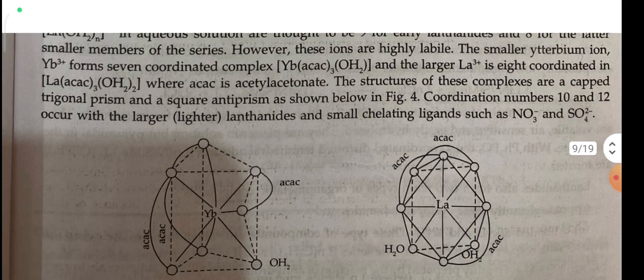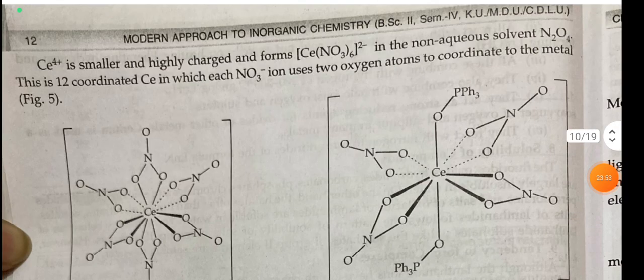Coordination numbers 10 and 12 occur with large lighter lanthanides and small chelating ligands such as NO3 negative and SO4 2 negative. Cerium 4 positive is smaller and highly charged and forms Ce(NO3)6 2 negative in the non-aqueous solvent N2O4. This is 12 coordinated cerium, in which each NO3 negative ion uses 2 oxygen atoms to coordinate to the metal.